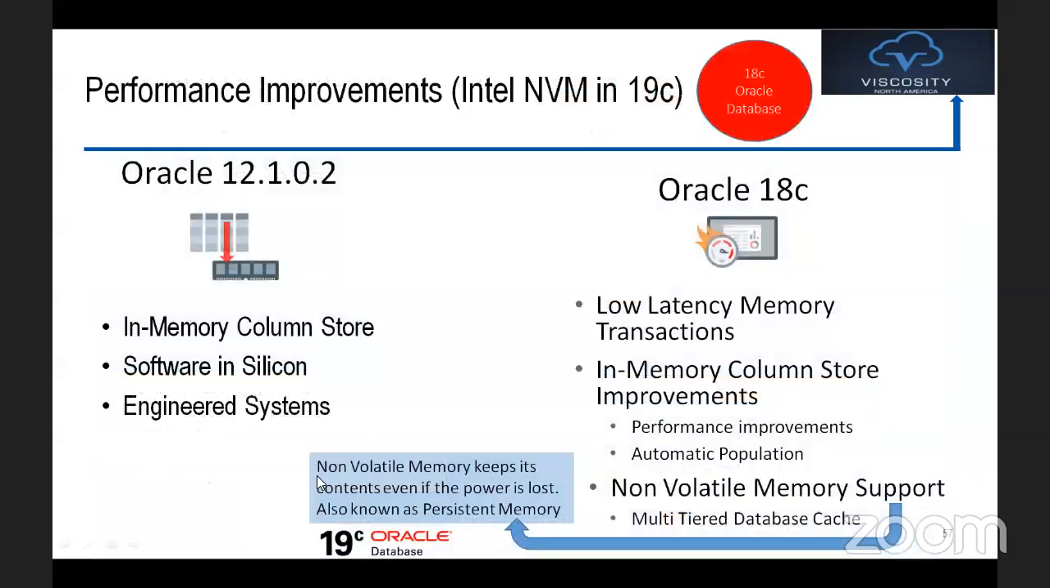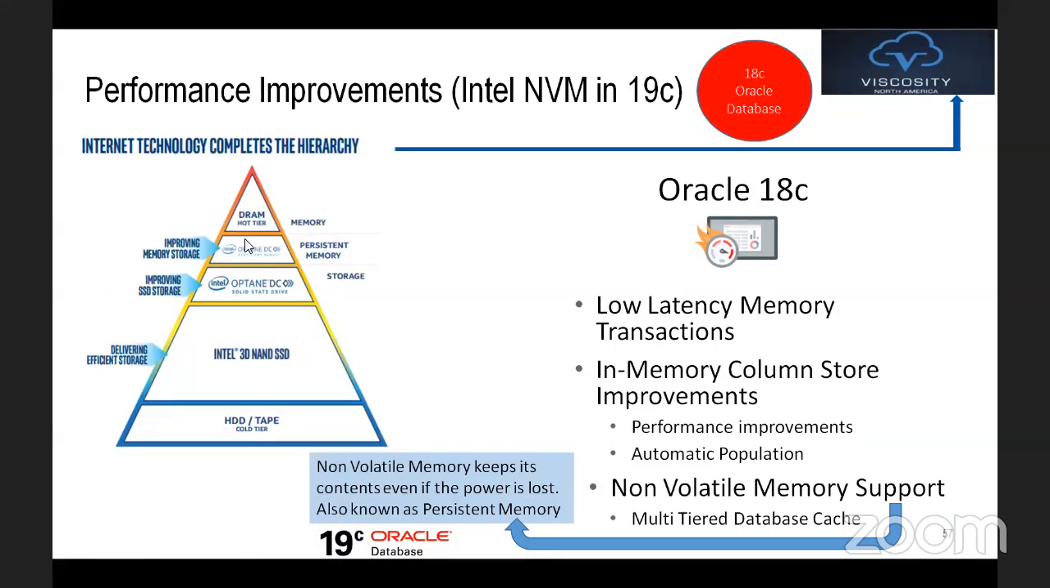And we show some of the features of 12 and 18, but one of the big features in 18 was non-volatile memory support. Non-volatile memory keeps its contents even when the power is lost. You have memory, but then you have not quite as fast, but persistent memory or non-volatile memory that keeps its contents even when turned off. And that's different from other types of storage.